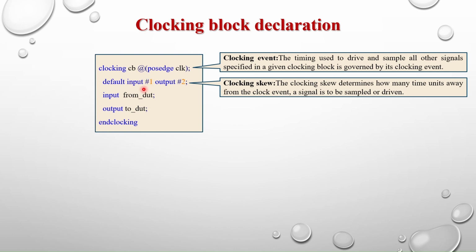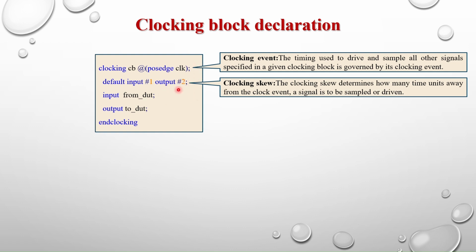So for the input signal we have a #1, right? That means one time unit before the clocking event, one time unit before the posedge clock, our input signal has to be sampled, and output #2 means 2 units after the posedge clock our signal has to be driven. Okay, this is what it means. And here the default keyword tells that all the signals we declare inside the clocking block should follow this input and output timing requirements. All the signals declared as input should be sampled 1 unit before the clocking event, and all the signals declared as output will be driven 2 units after the posedge clock.